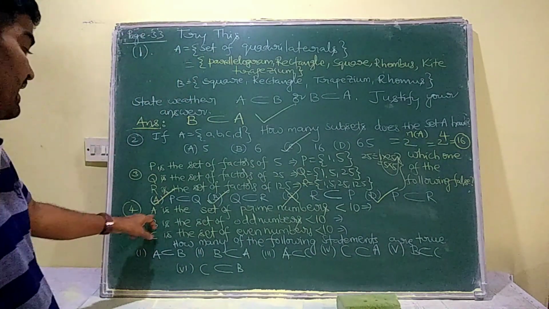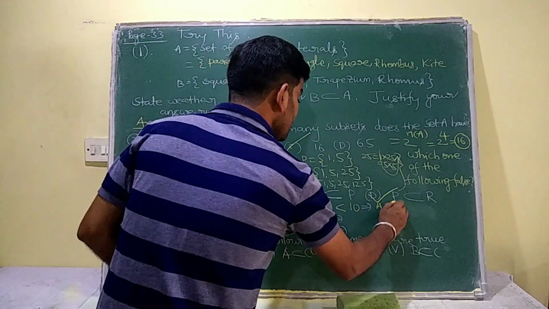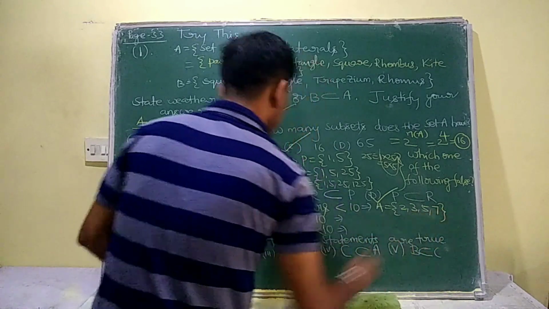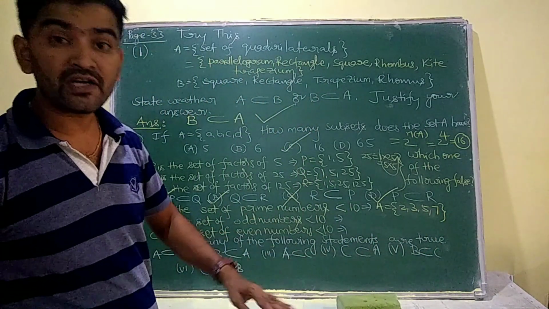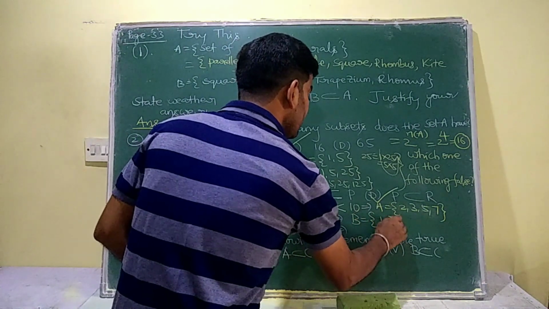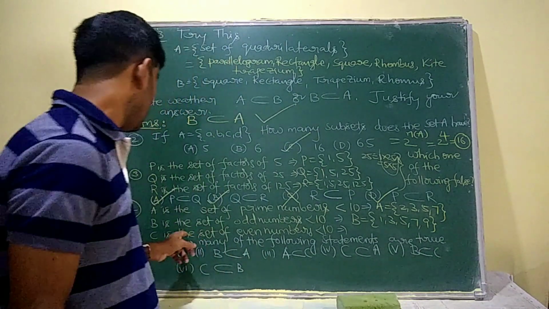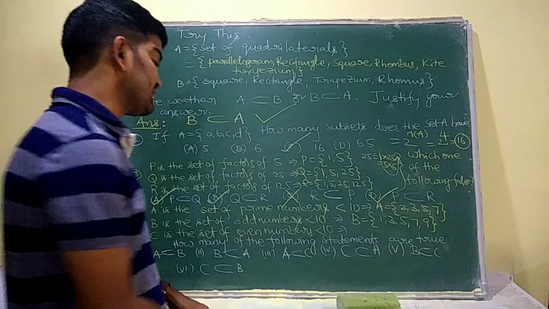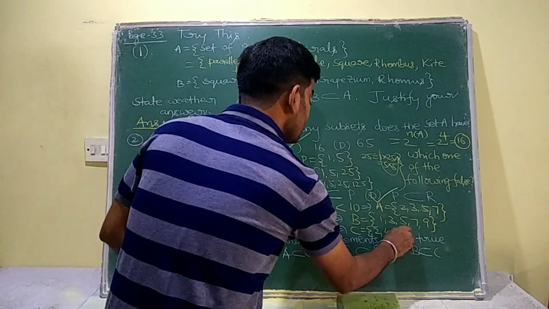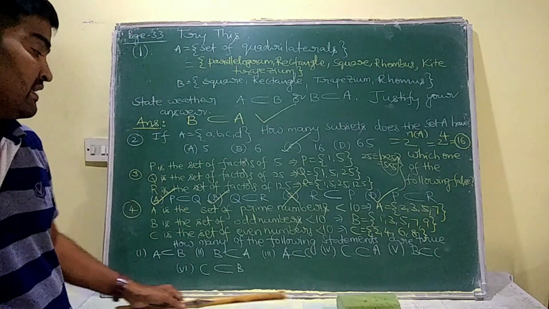Now see, A is the set of prime numbers less than 10. Prime numbers less than 10 means 2, 3, 5, 7. B is the set of odd numbers less than 10, so 1, 3, 5, 7, 9 come into that set. C is the set of even numbers less than 10: 2, 4, 6, 8. Those are the elements in the set.